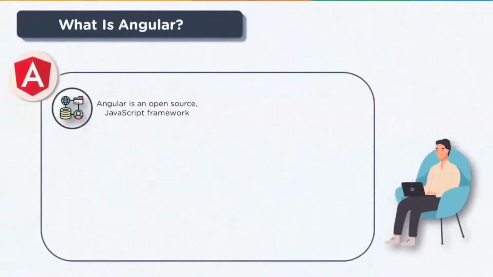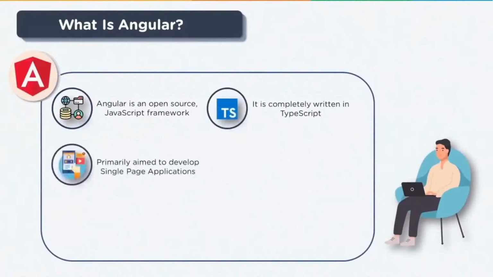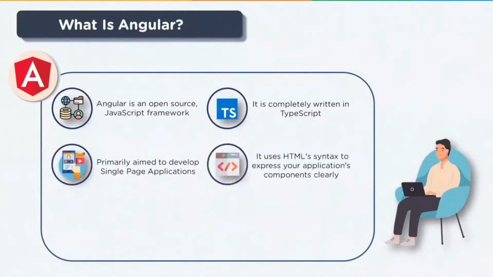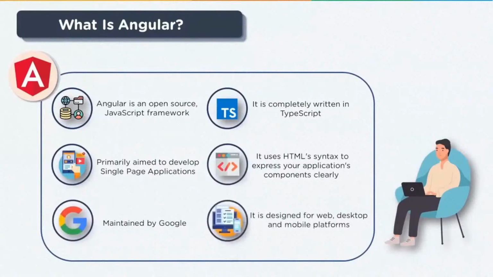Angular is an open-source JavaScript framework written completely in TypeScript. Now, it was primarily aimed to develop single-page applications and is maintained by Google. Angular as a framework provides a few advantages while also providing a standard structure for developers. It is designed for web, desktop, and mobile platforms.